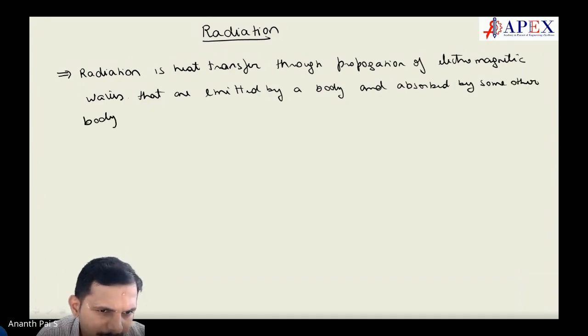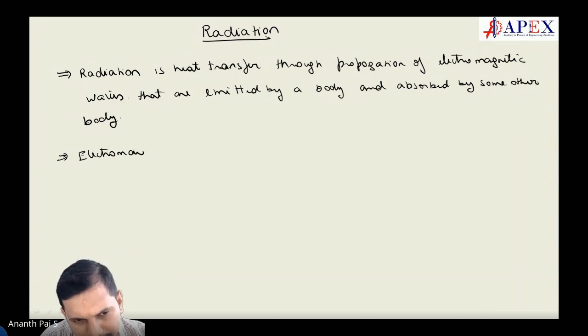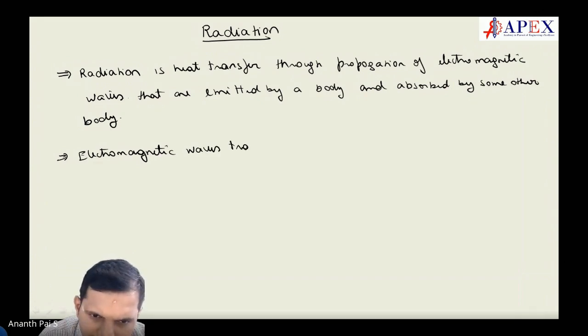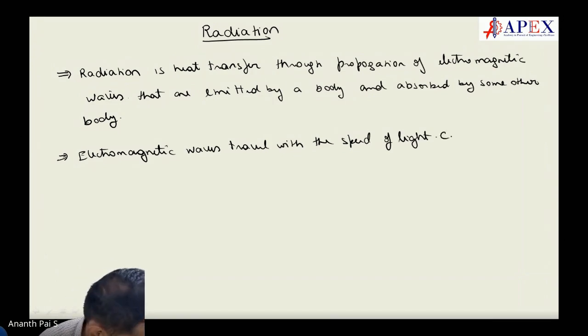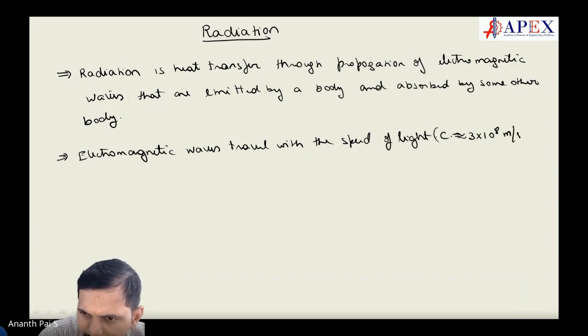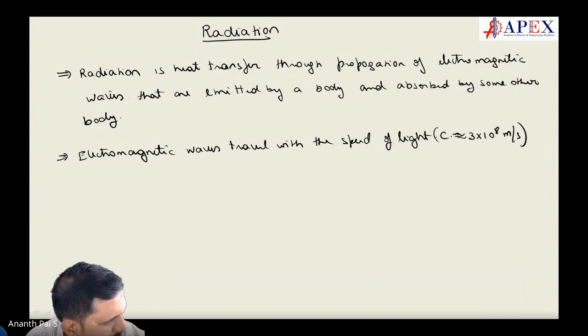Absorption is important. Now, see, thermal radiation, electromagnetic waves, travel with the speed of light. See, speed of light, C, which is equal to around 3 into 10 power 8 meters per second. Correct? 3 lakh kilometers per second.